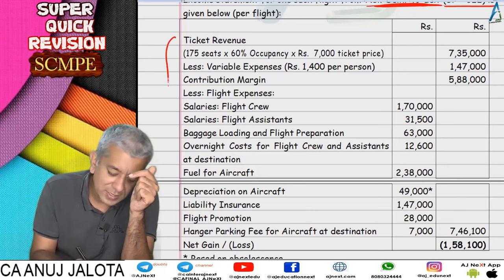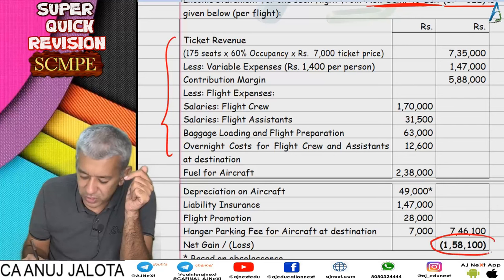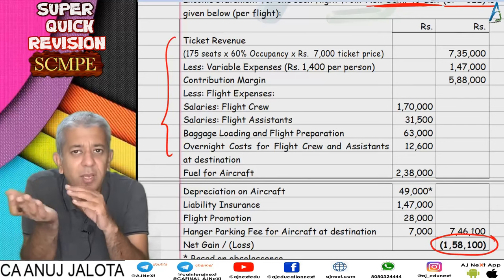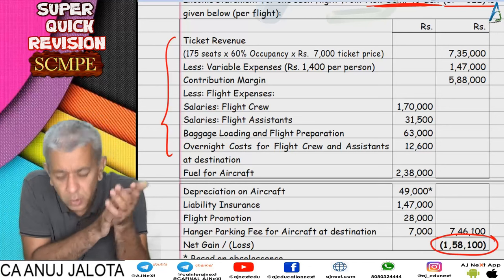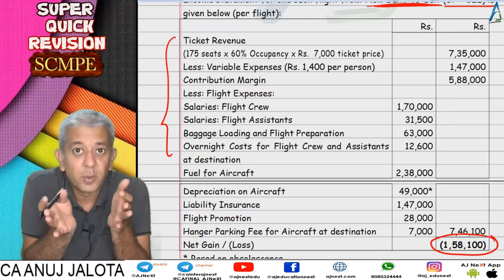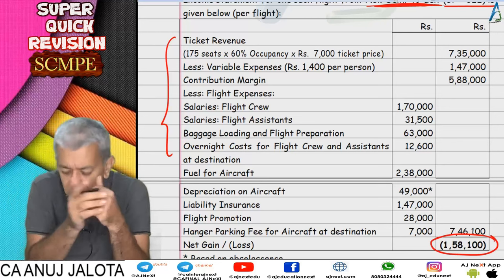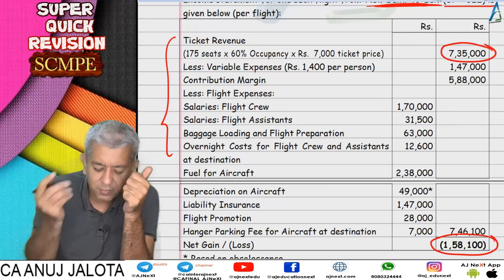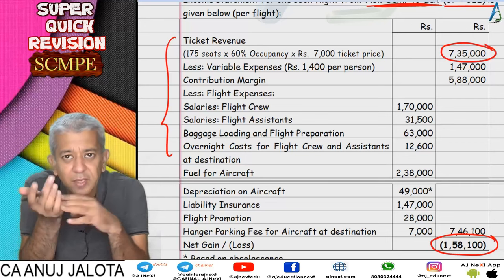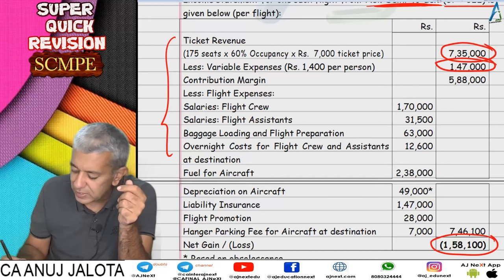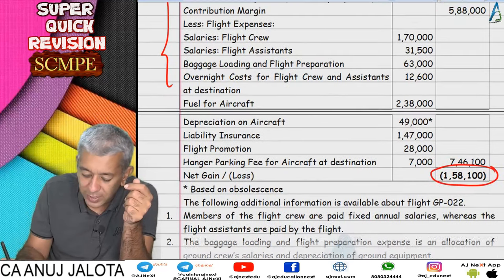Those guys gave us a statement based upon which there is a loss, and that is why they are thinking, let's not run the flight from Delhi to Leh because it is resulting in a loss. We were asked to evaluate whether we should run that flight. So we'll use our principles of relevant costing. This will be your relevant revenue, the ticket revenue. We are going to be getting this much. Less variable cost, this will be relevant cost for us. And then expenses were the thing that we had to analyze.